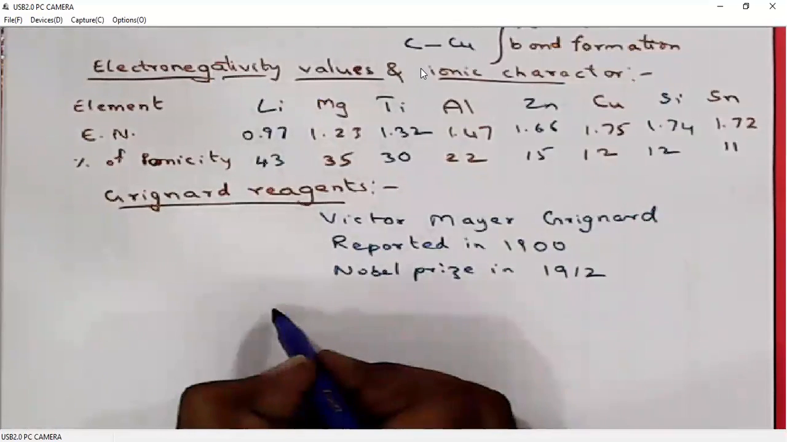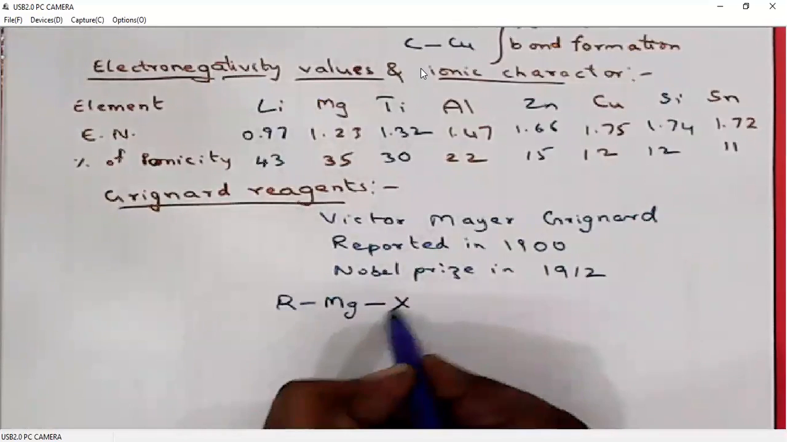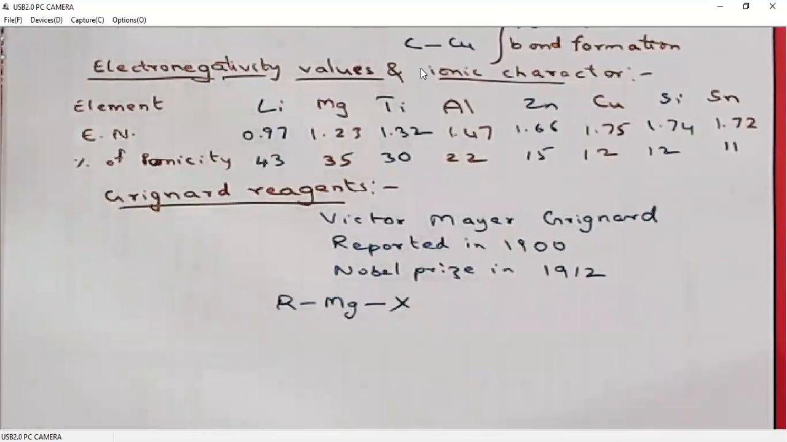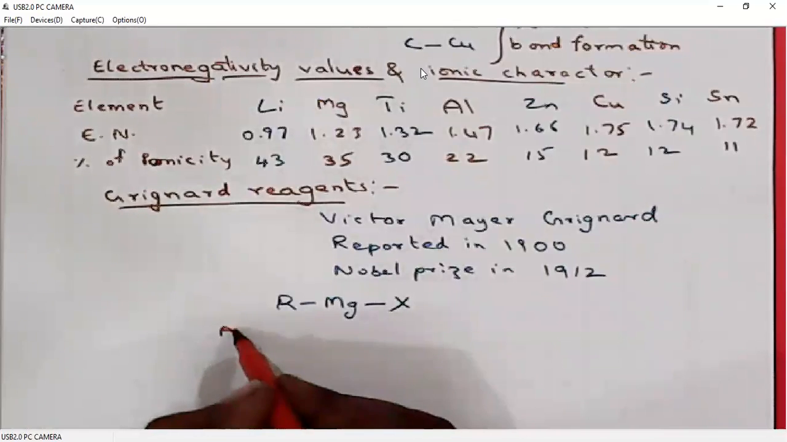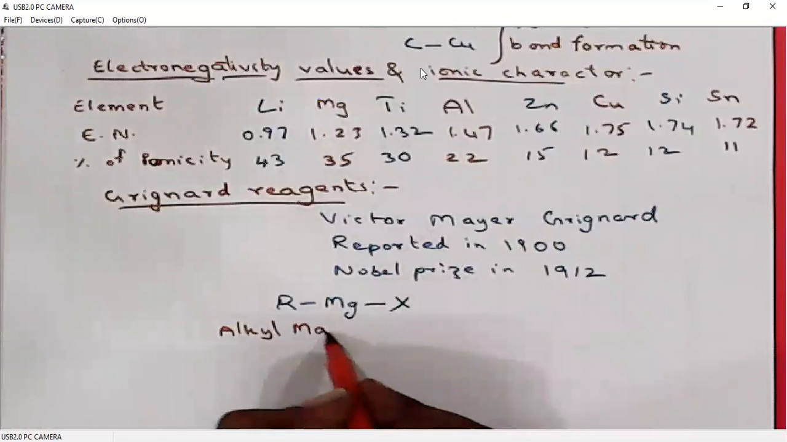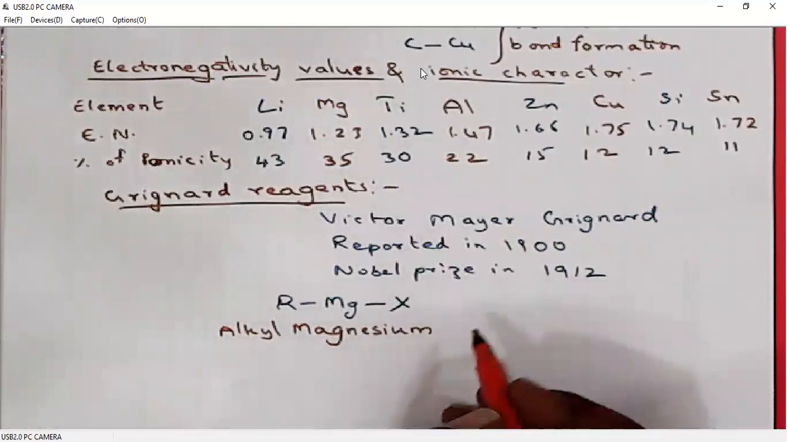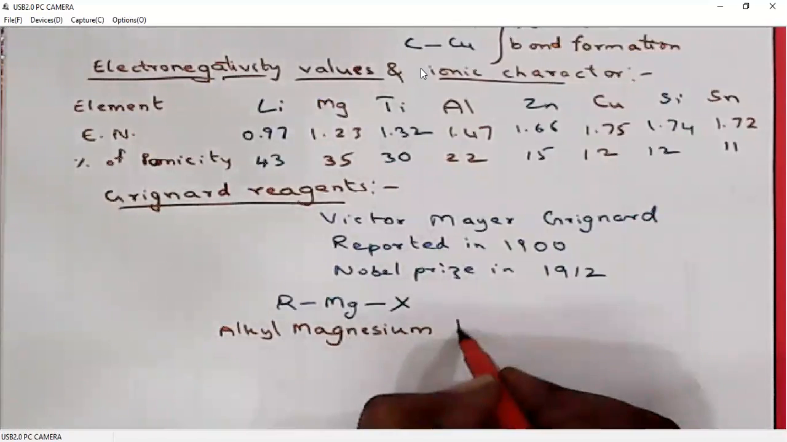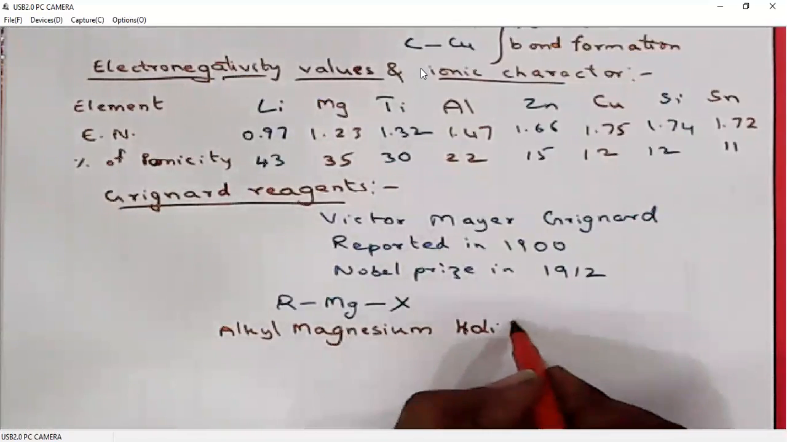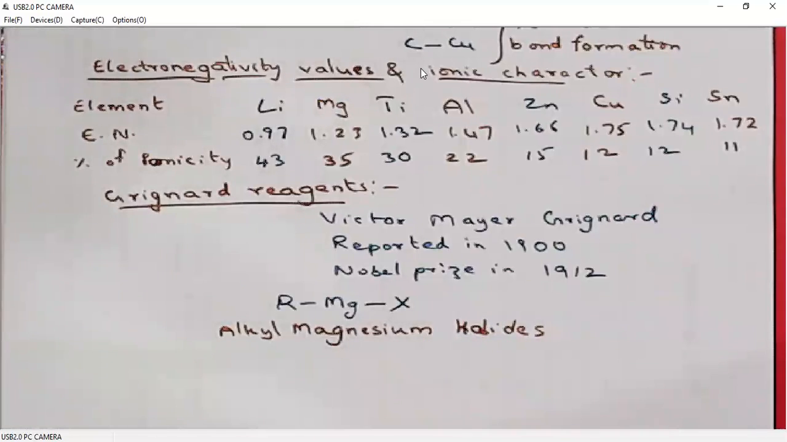What are Grignard reagents? Alkyl magnesium halides. Alkyl magnesium halides are generally called Grignard reagents.